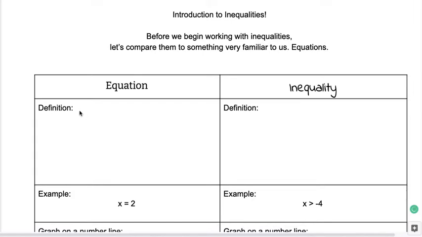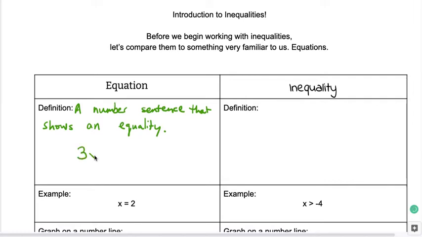Well, if we recall, an equation is a math sentence, a number sentence that shows an equality, right? An equality, something where one side is equal to another, where one side is the same as another. So in this case, x equals 2. You could also give another example, say 3x plus 4 equals 12, for example. Right? This is an equation.